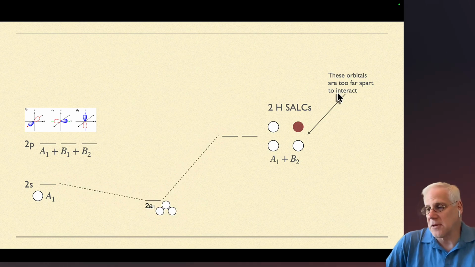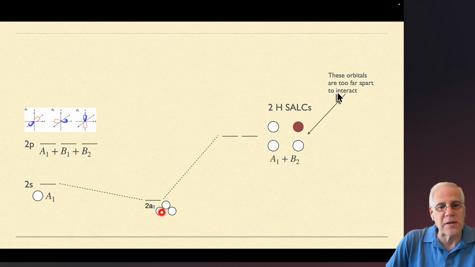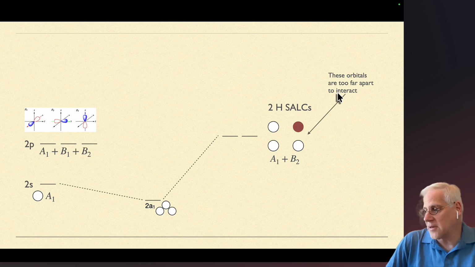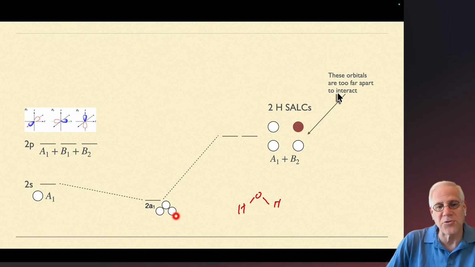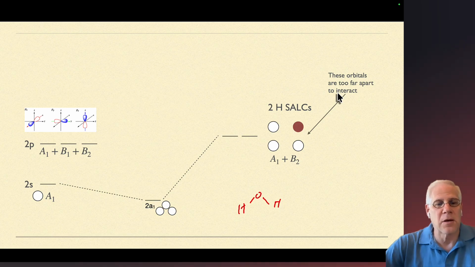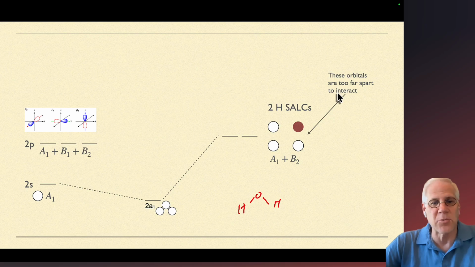Well, the first thing that we see is that we have an A1 here for the S, and we have an A1 here for our SALCs. And so they would look like this. Remember, we have our bent geometry, so we have H, O, H. And so we have our hydrogen here, and our oxygen here, all in the same phase in a bonding interaction. And so that's an A1. Don't pay any attention to those labels just yet.